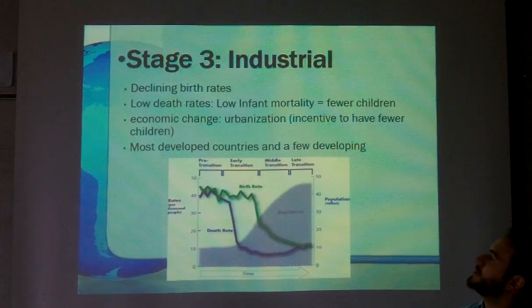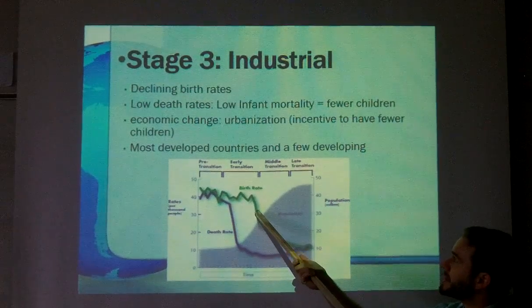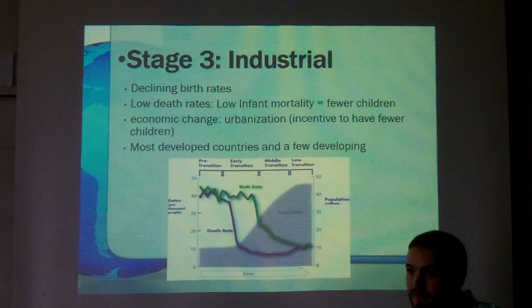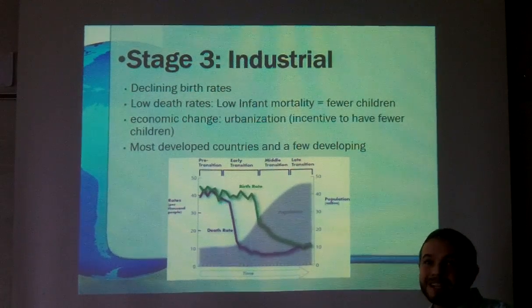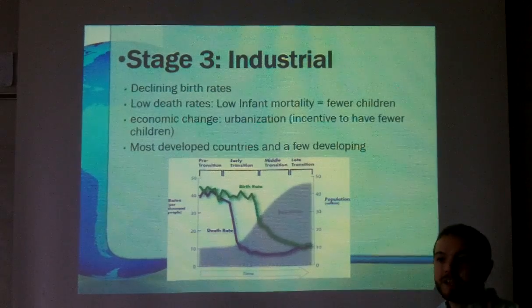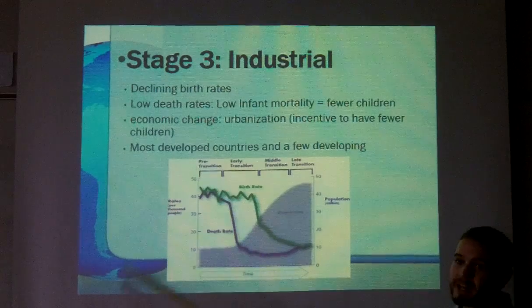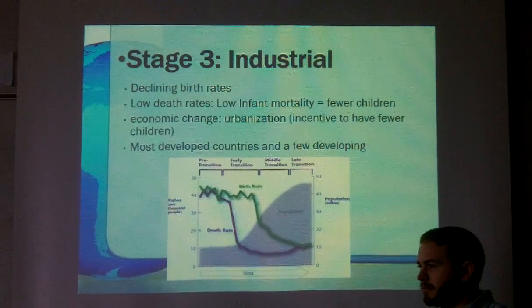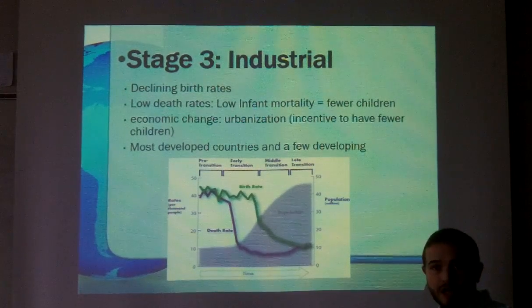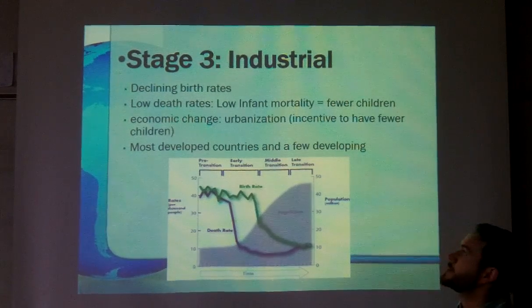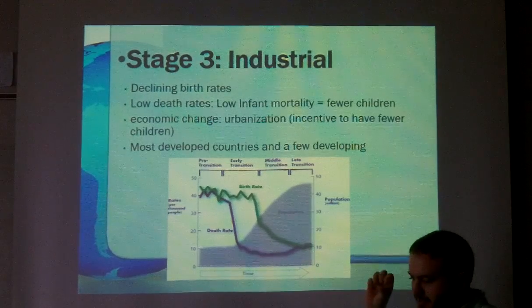Stage 3, industrial. So now we've got declining birth rates, right? So low death rates, low infant mortality. If you want 5 kids, you don't have to have a dozen, because if you have 5, most likely all 5 are going to make it to reproductive adulthood. That's awesome. Economic change is urbanization. Urbanization, that is the having less kids because of the opportunity cost, right? It costs a ton of money to have the children. Your wife probably has a job and wants a career, so she's going to have less kids. That is all part of that process. And that's what needs to happen for a country to be in stage 3.